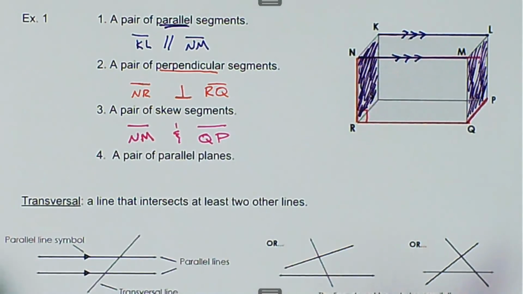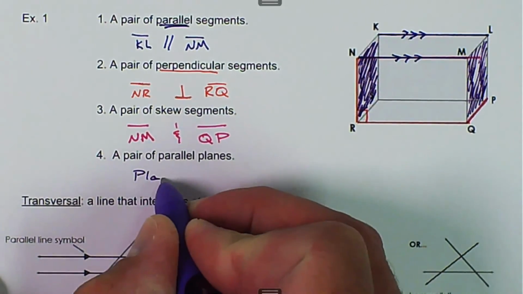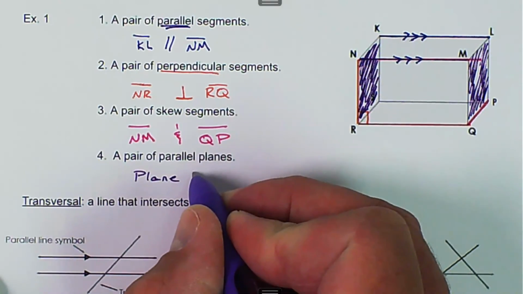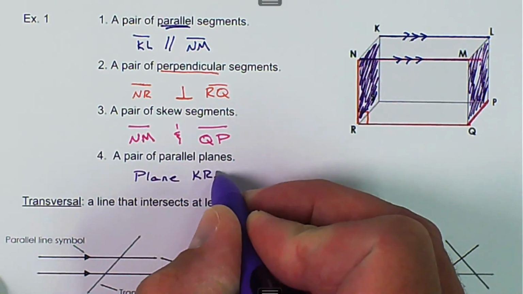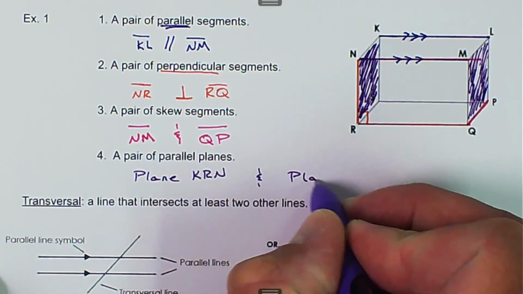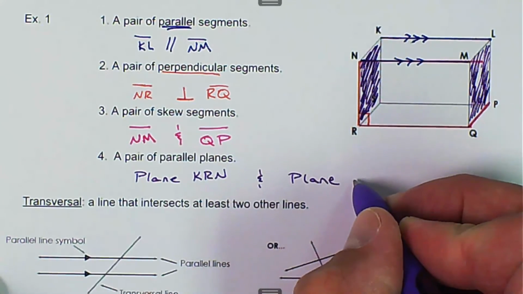But we need 3 letters to name a plane, so we can have plane KRN and plane, I need 3 letters, and it doesn't matter, but I'll pick LMP.